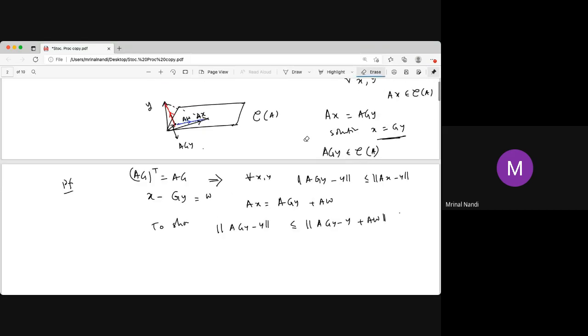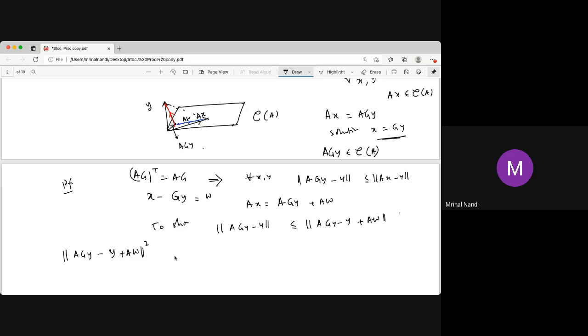So you just remember this figure. Always you have to recall this figure. Now, we prove it like the Pythagoras theorem. So we have to take the square of the norm. That square norm, we will take the square of this.